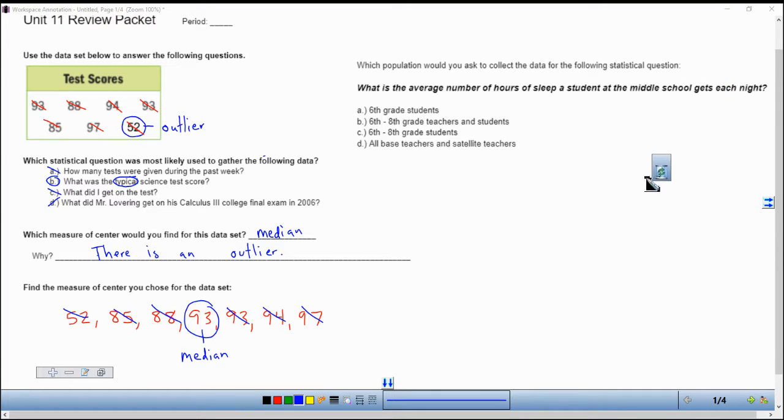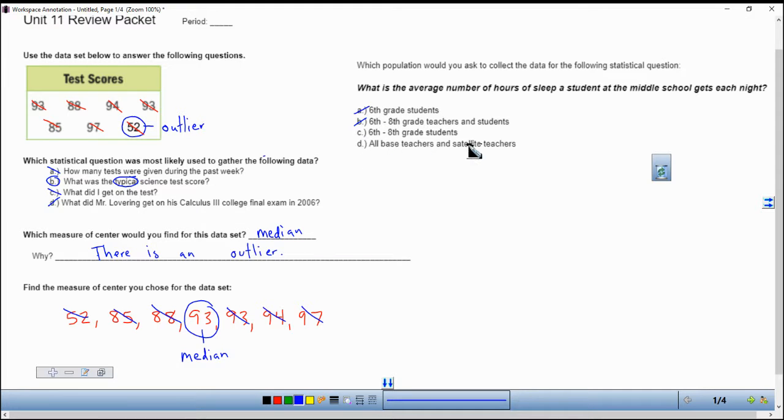All right, it says, which population would you ask to collect the data for the following question? What is the average number of hours of sleep a student at the middle school gets each night? All right, a student at the middle school. A is 6th grade students. Nope, because that's just one group of middle schoolers. 6th to 8th grade students and teachers. That seems good, but it's only asking about students, so we wouldn't ask teachers. 6th to 8th grade students, I'm going to leave that one. I think that one's good.